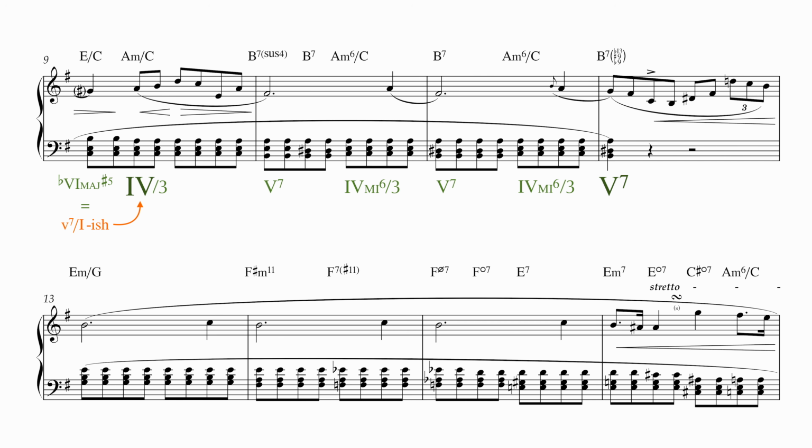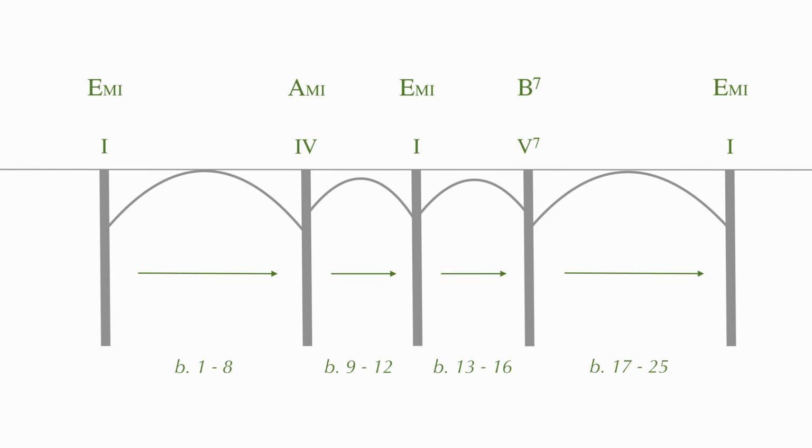To say it in a less academic way, this going back and forth between the two chords feels like the harmony is almost about to decide where to land, and then finally settles on B7 in bar 12 that will lead us back to E minor. So this was the first half of the piece.